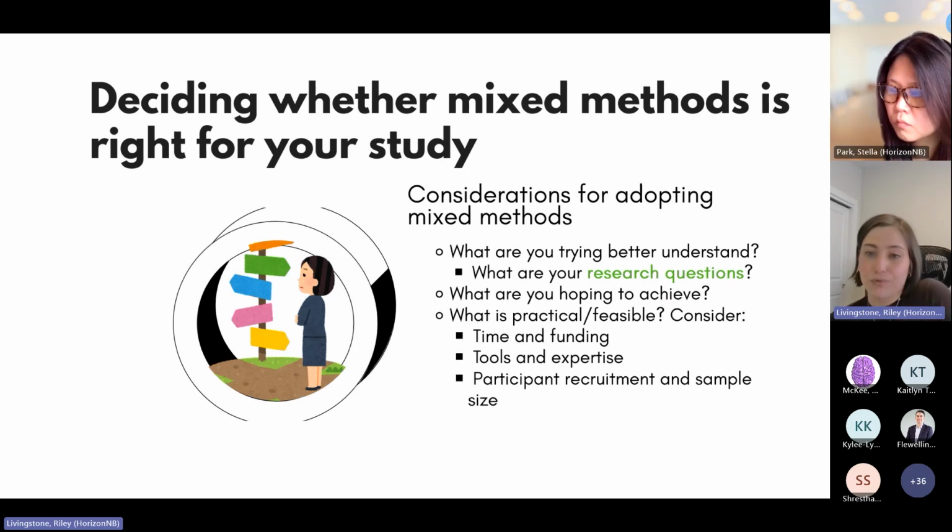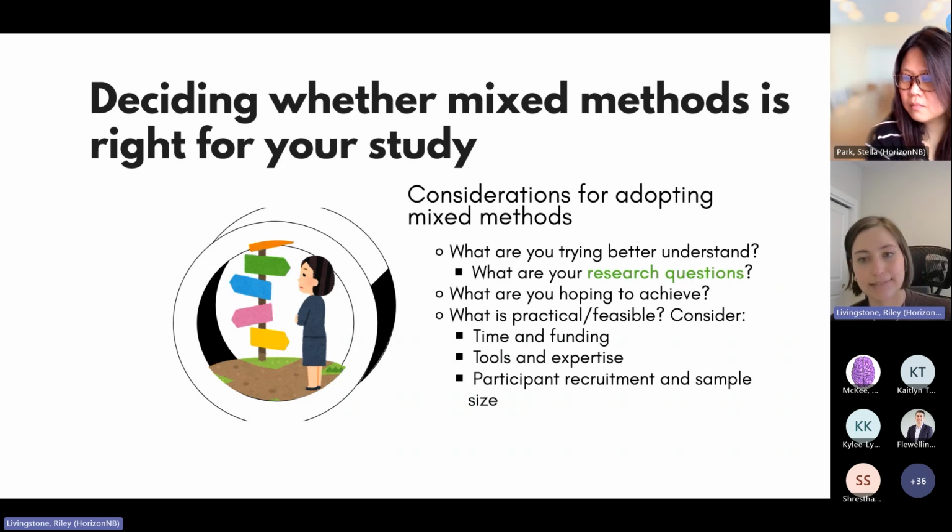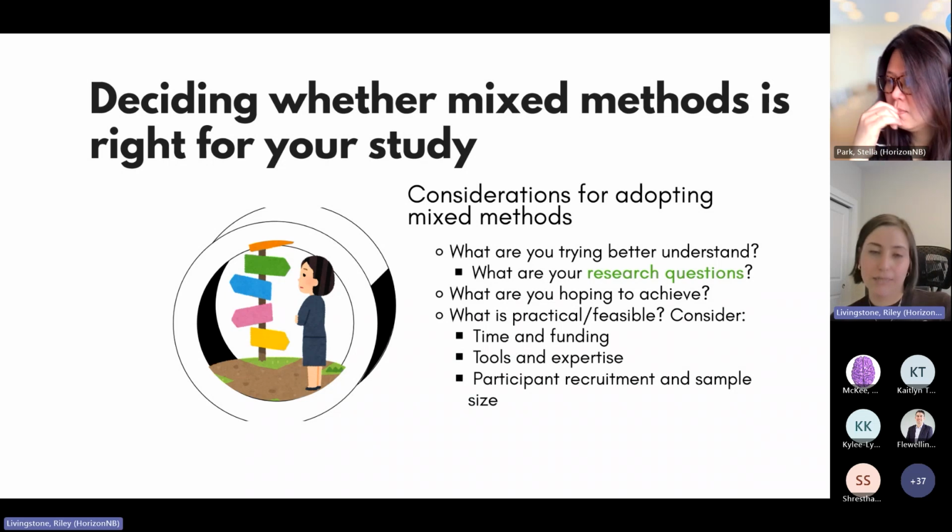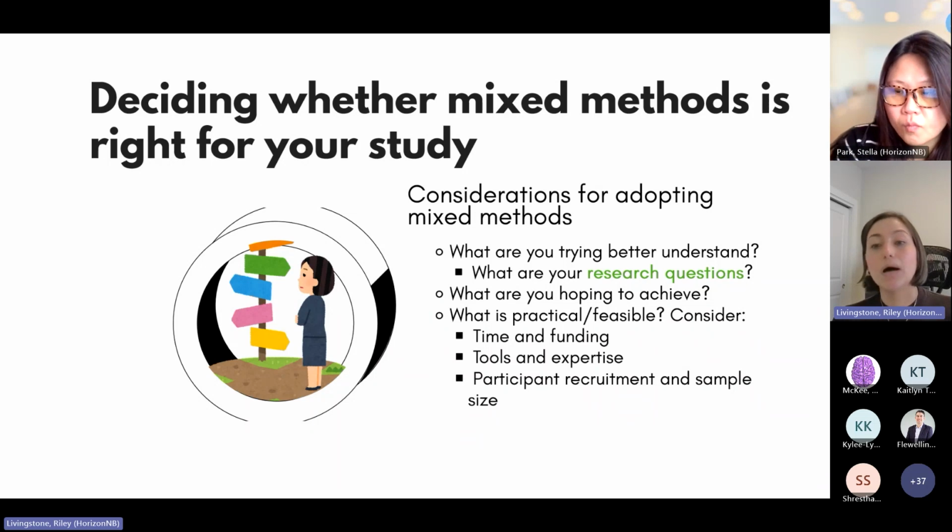If your aim is to generalize patterns across larger populations, quantitative methods might give you a strong enough answer, right? It might suffice. But it's worth asking, could adding a qualitative component help answer this question or achieve this objective in a more complete, nuanced way? Mixed methods can be particularly useful if you're exploring complex phenomena where context, lived experience, or deeper insights will be crucial to fully understand the findings.